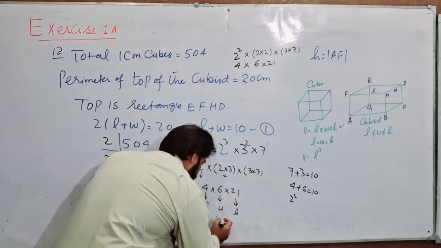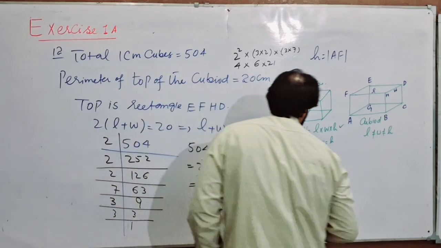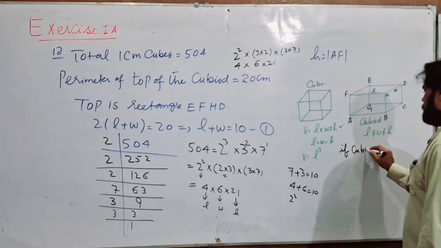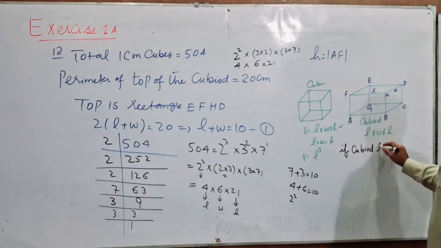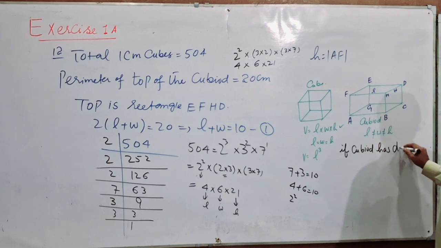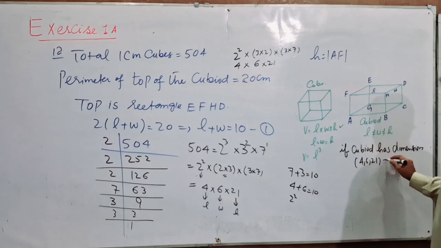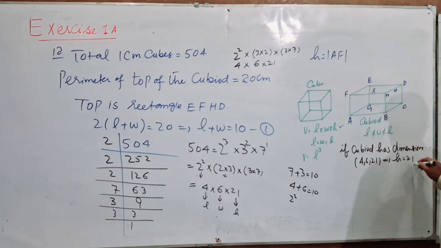In this case, you will write: if the cuboid has dimensions 4, 6, 21, this implies the height is 21.